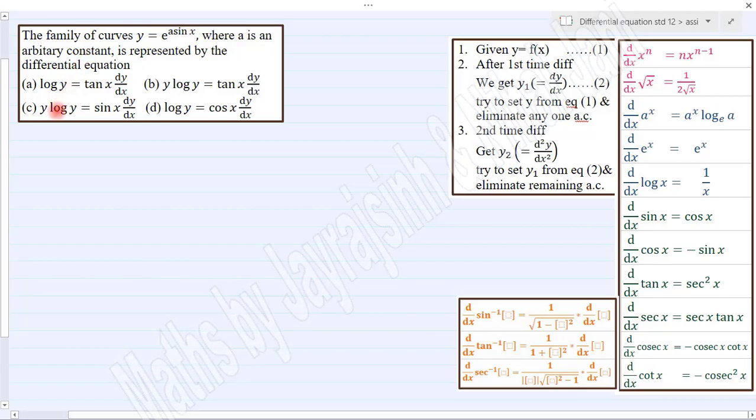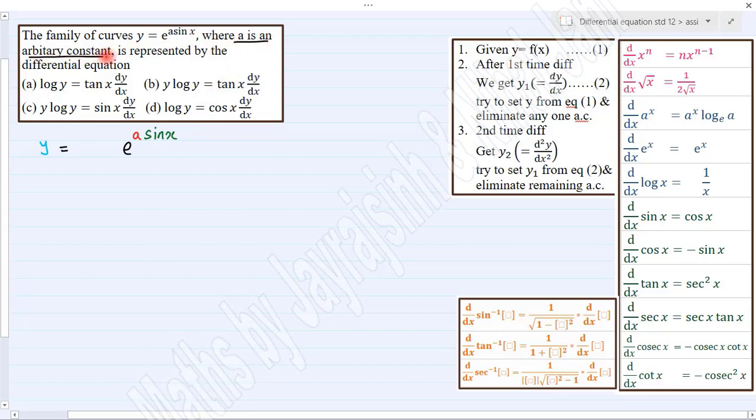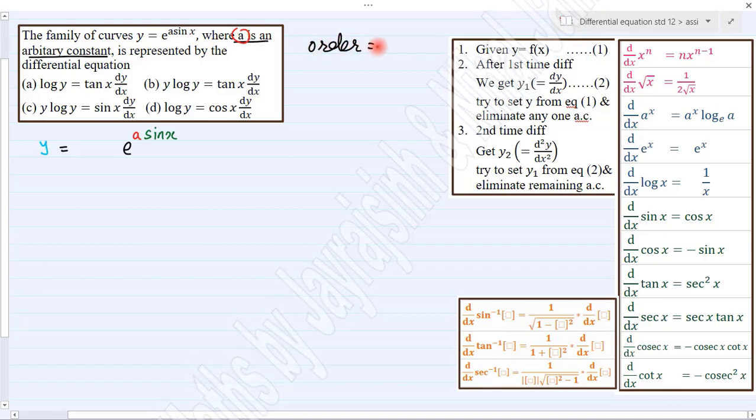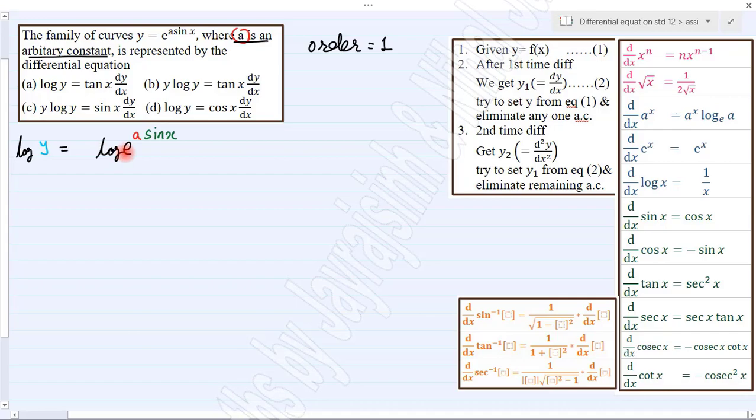In this question, we have a family of curves y is equal to e raised to a sin x, where a is an arbitrary constant and we have to find the differential equation. Now, here we have only one arbitrary constant, so the order of the differential equation must be 1. Before we go for differentiation, let's simplify by taking log on both sides.